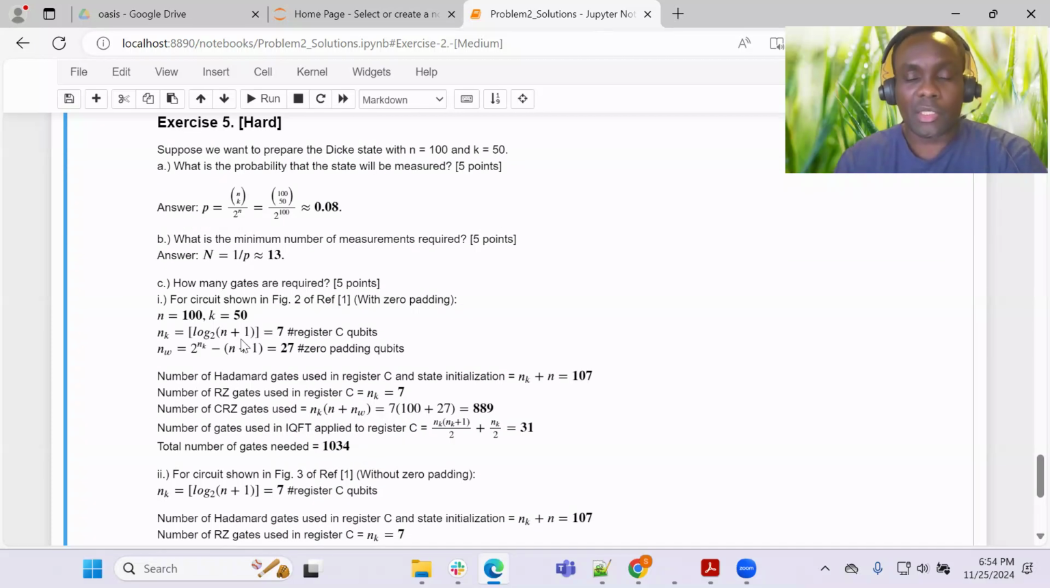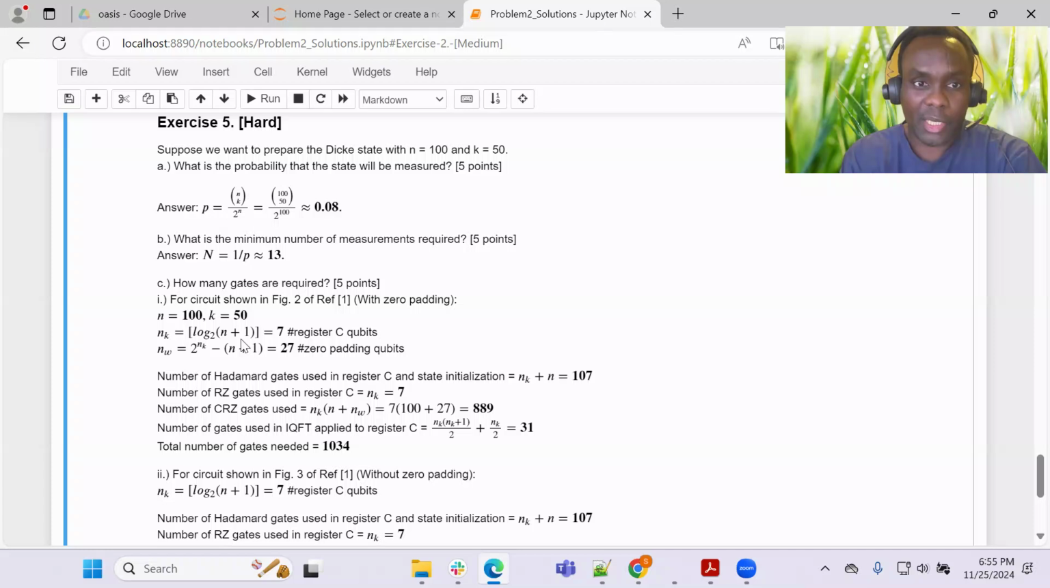Moving on to exercise number 5. This is designated as hard because you need to do a little bit of thinking here. Suppose we want to prepare the decay state with n equal to 100 and k equal to 50. So that means 100 qubits and Hamming weight 50. Part A: what is the probability that the state will be measured? This is given 5 points.